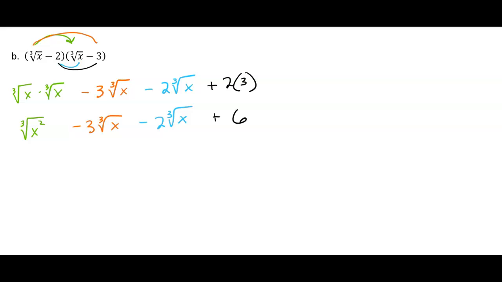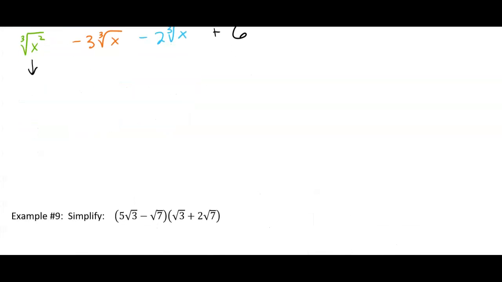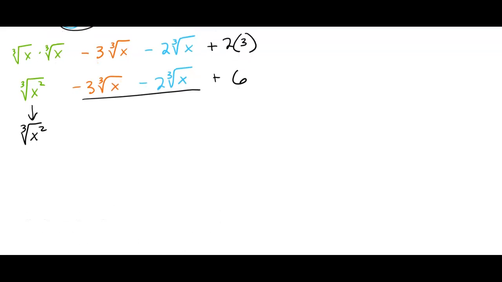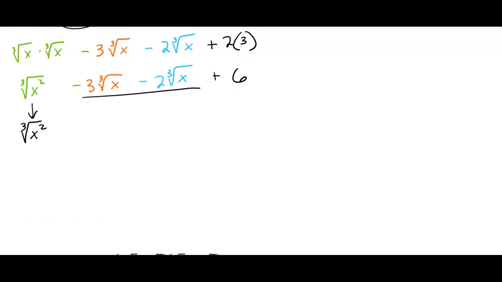Okay, so the first one, can I simplify that? No, because I don't have enough x's to get a group out. So that's going to be the cubed root of x squared. Now these two are like radicals, so I can combine them. So I have to think what's negative 3 and negative 2. Negative 5 cubed root x. And then finally I have plus 6.